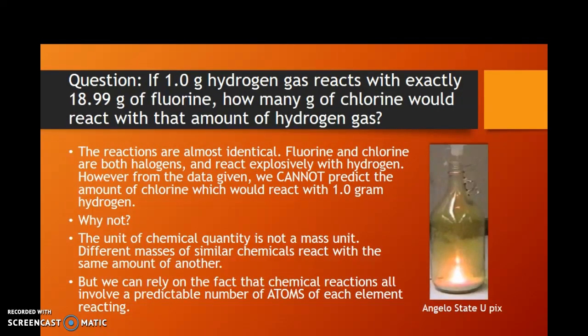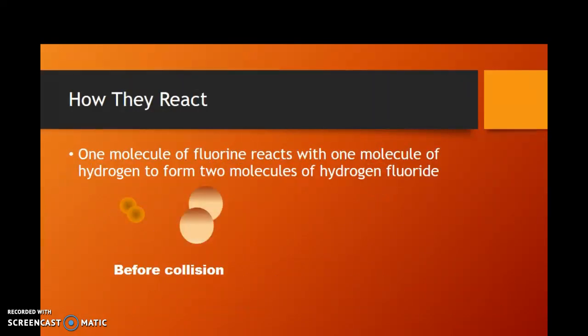But we can rely on the fact that chemical reactions all involve a predictable number of atoms of each element reacting with a predictable number of atoms of the other element. So let's look at this particular reaction. One molecule of fluorine reacts with one molecule of hydrogen to form two molecules of hydrogen fluoride.